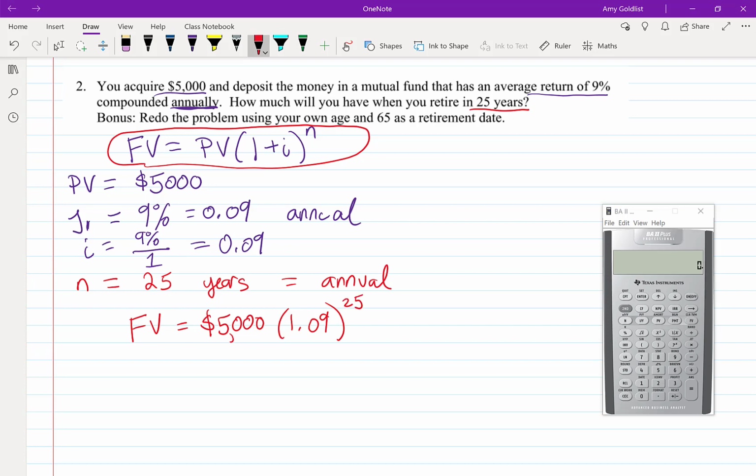I'm just going to show this on the calculator because sometimes it can get difficult. 5,000 times 1.09 to the power of, that's this y to the power of x, and then I write 25. And I should get 43,000. It's a big number.